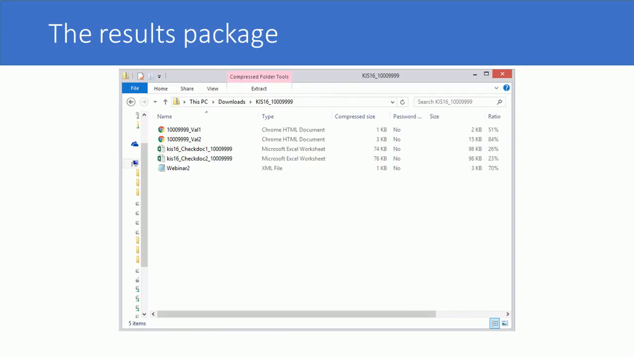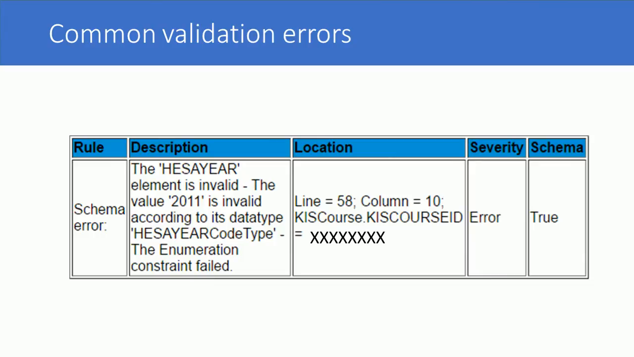Okay, so within this results package, you'll be able to view any validation errors or warnings from your HTML files, which in this case are the top 2 files in this results package. So I'm just going to take you through a couple of examples of some of the most common validation errors or warnings that people come across.